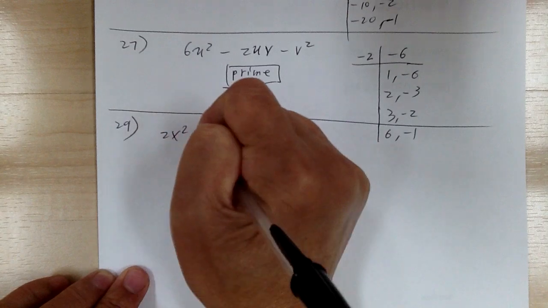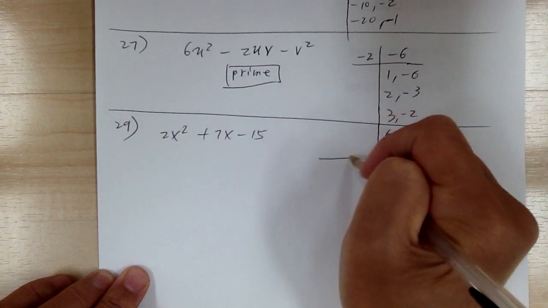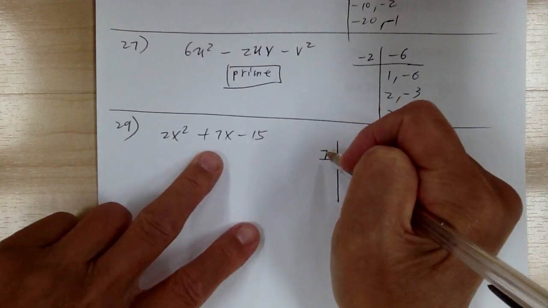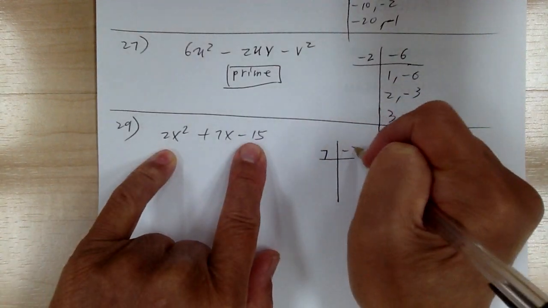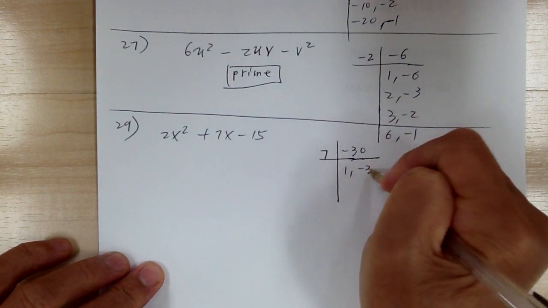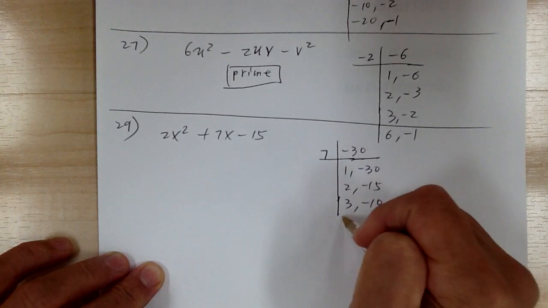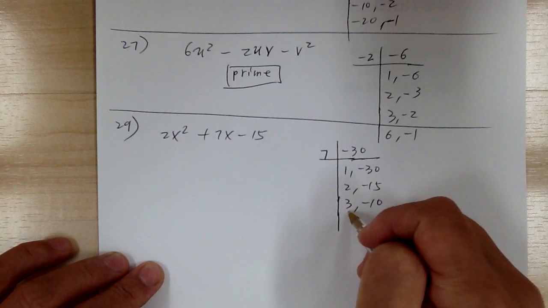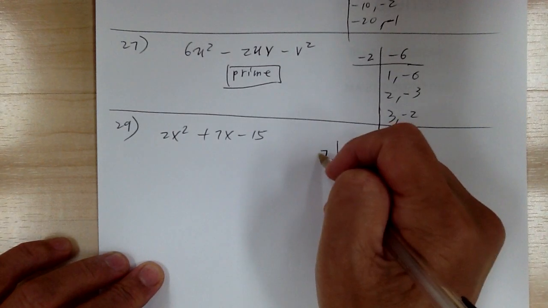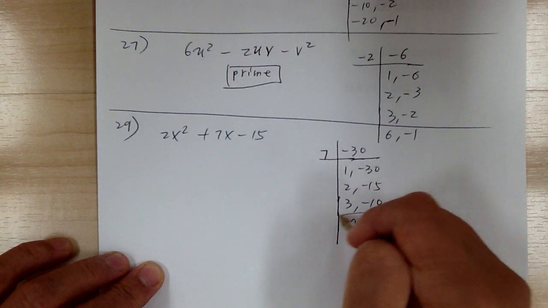You got 2x squared plus 7x minus 15. So you can go through the steps. So step 4, master product would be 7, and you need to get negative 30. So 1 comma negative 30, 2 comma negative 15, 3 comma negative 10. So by the time you get here, you know that you're going to get negative 7. So the number matches, but the sign is wrong. So you go 10, negative 3. Okay, and this would be the correct one.